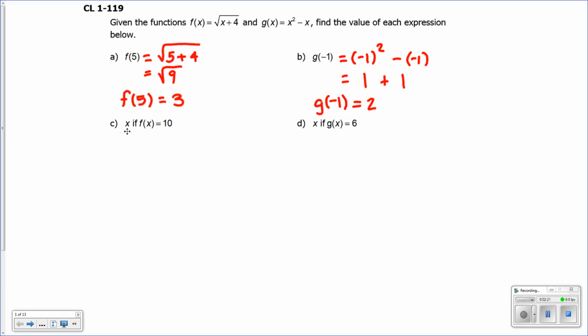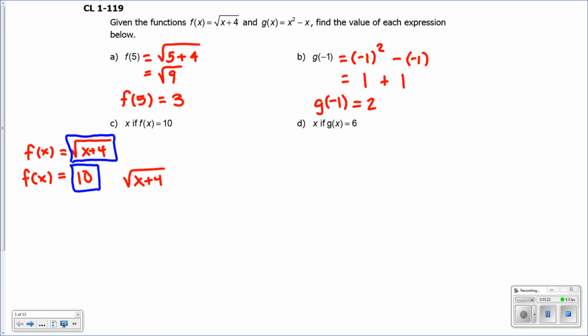Letter C says they want us to find x if f of x equals 10. So with this one, right now we know that f of x equals the square root of x plus 4. That's what we're given up here at the top. We're now saying that f of x also equals 10. So if the square root of x plus 4 is equal to f of x, and 10 is equal to f of x, then f of x is equal to f of x. That means we could substitute our 10 in for f of x and give us the equation that looks like this. The square root of x plus 4 should equal 10.